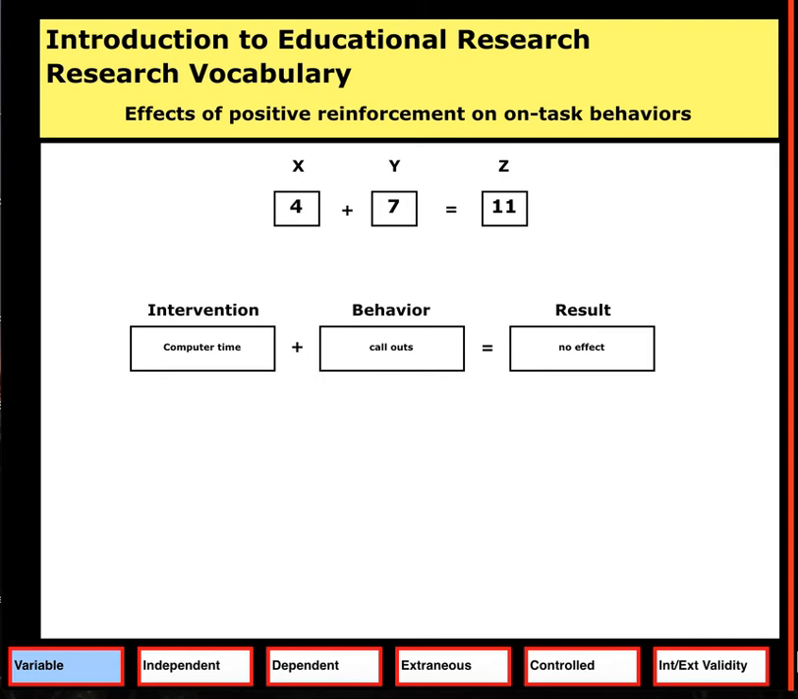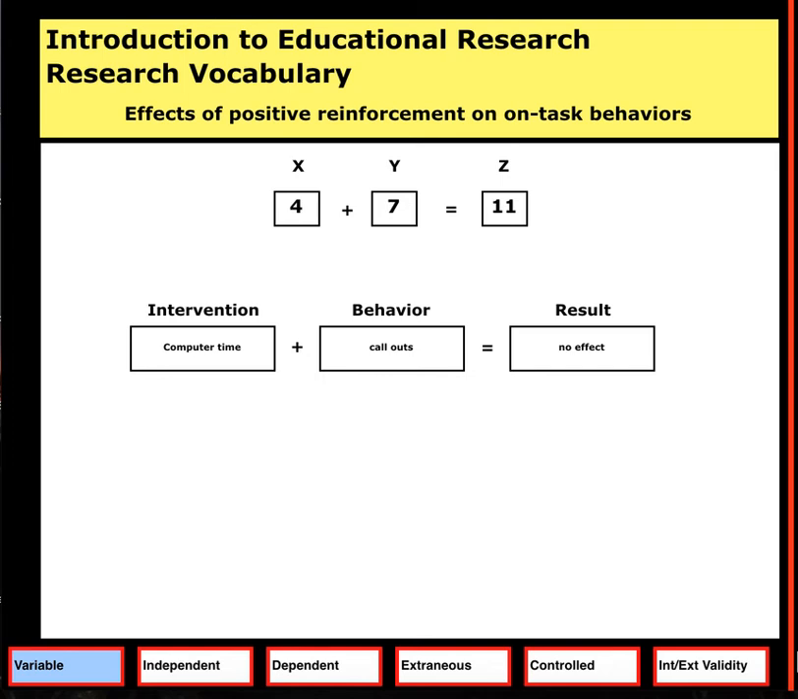Computer time could be another, the use of computer time. Students get extra computer time if they reduce their call-outs. Those are other variables, which are very different than the algebraic ones. So this manipulation by the researcher of an intervention or a treatment, they're basically the same, and observing its effects on a behavior is a hallmark of experimental research.